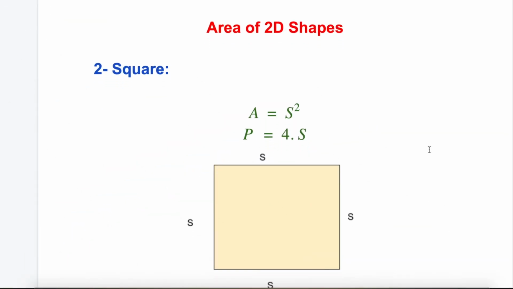Let's move now to squares. Every square has 4 sides. All the sides are congruent. All the angles are 90 degrees. So we will not call them length and width because they are congruent. They are the same. So we just say S, which is side. So area equals S power 2, which is squared, because instead of saying length times width, I would say S times S. So S times S is S squared. Then the perimeter is S plus S plus S plus S. So you just say 4S. So multiply the side by 4.